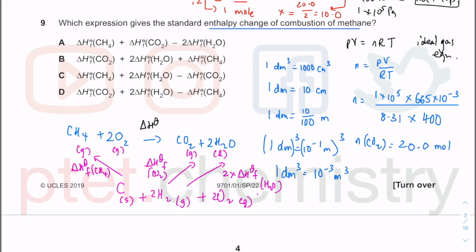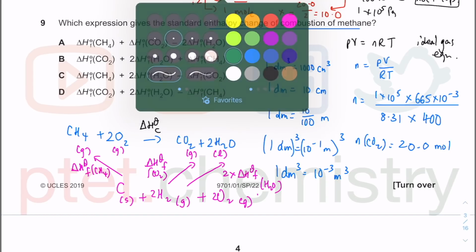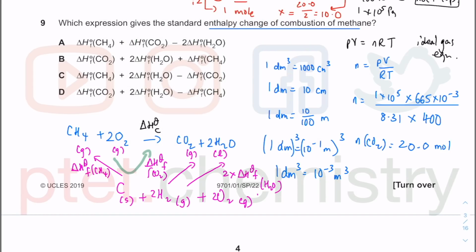So this is the combustion of CH4 going that way. So we can think of it as like this, Hess's law going this way. Hess's law says the enthalpy change of a reaction does not depend on which path you take, whether it's direct or this indirect path.